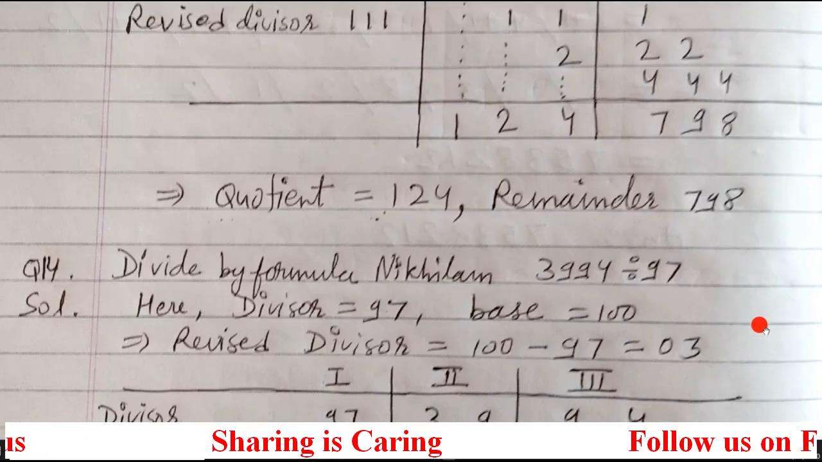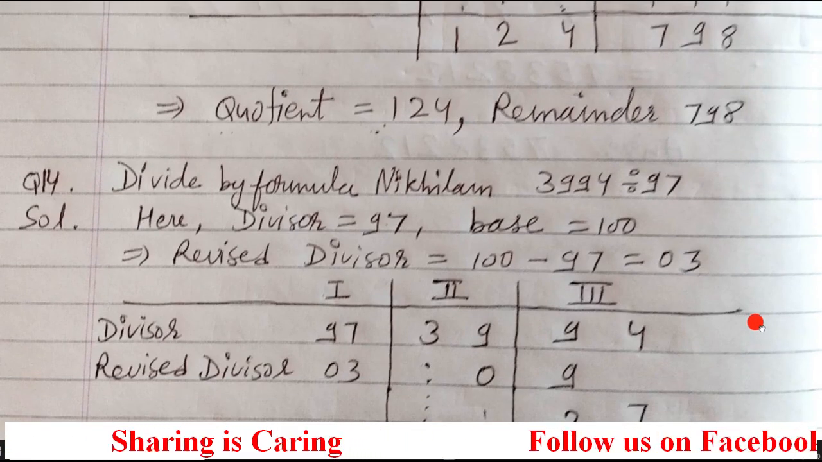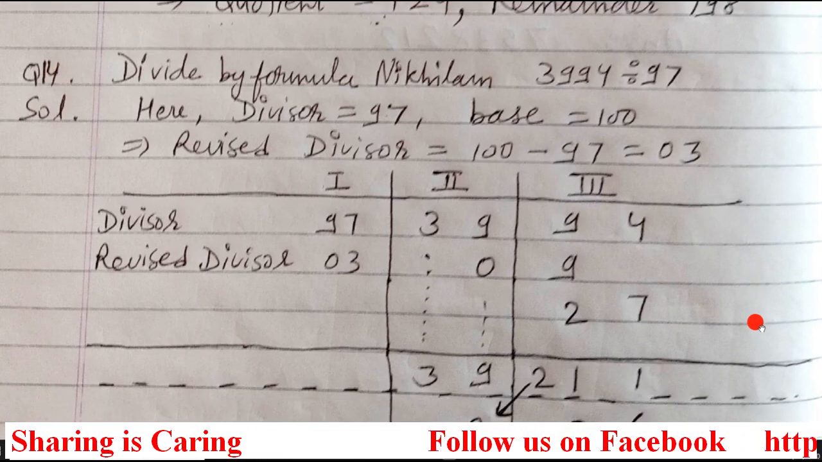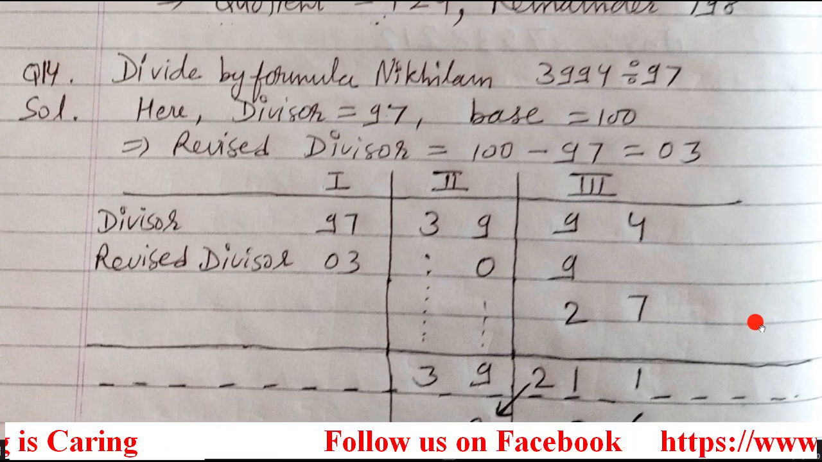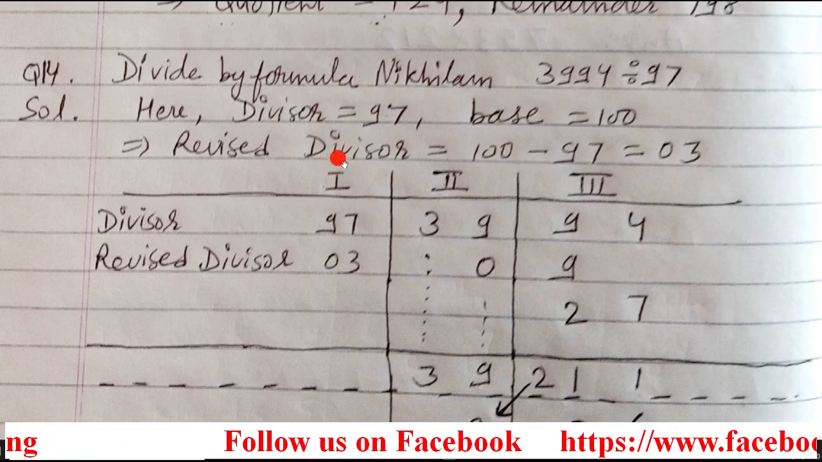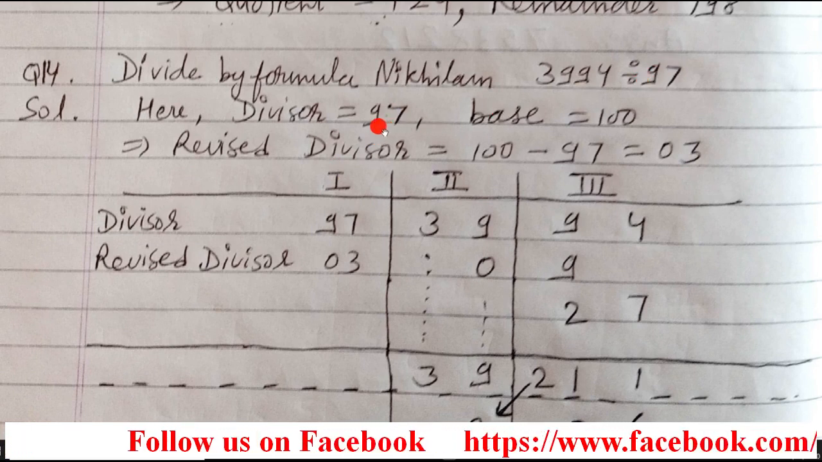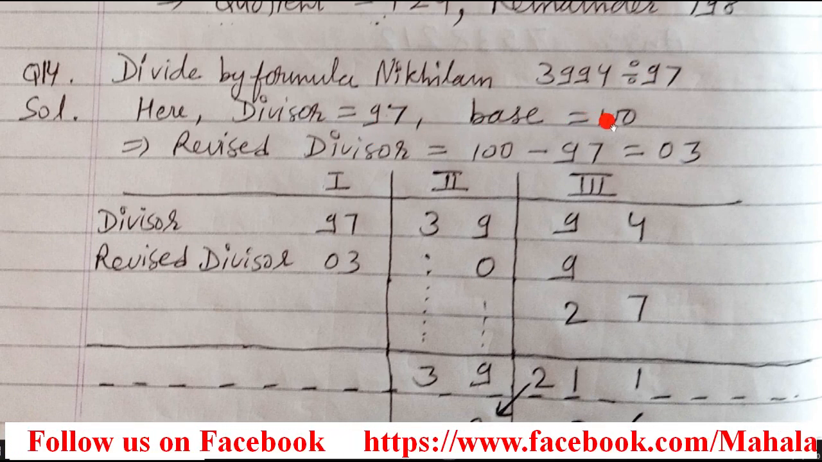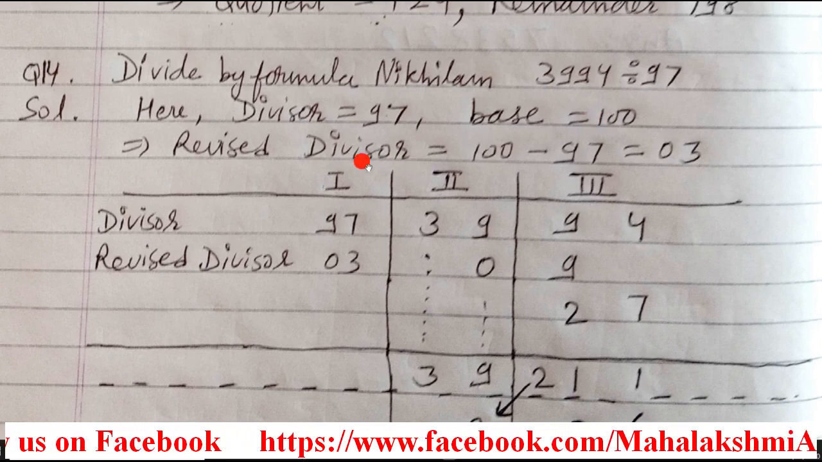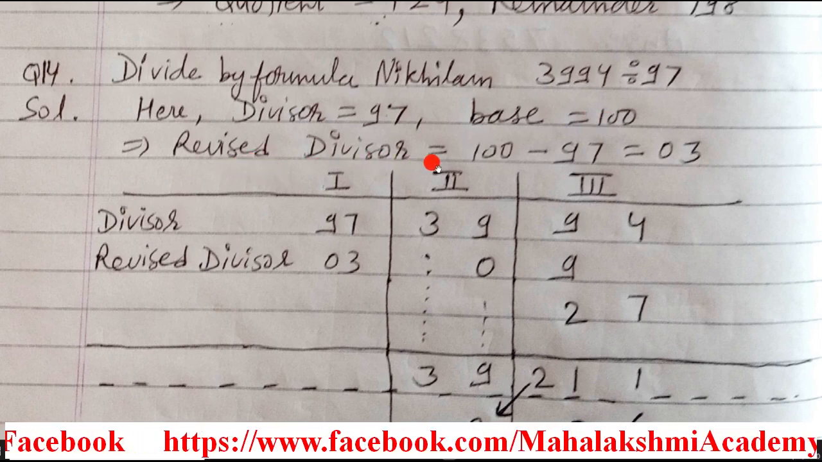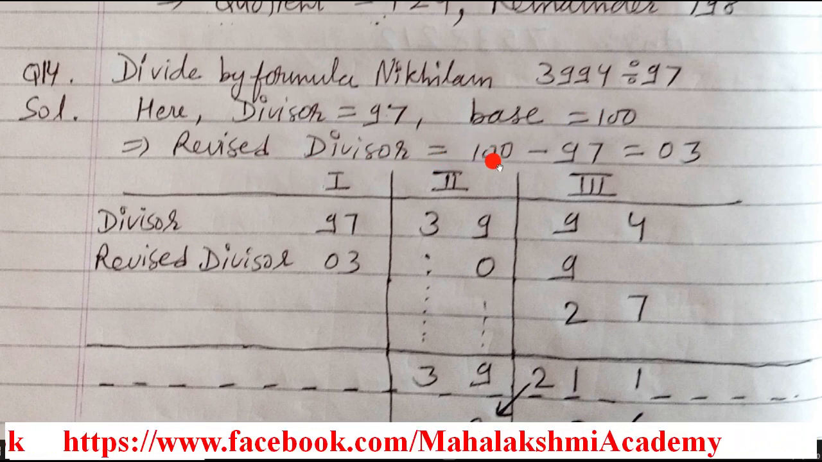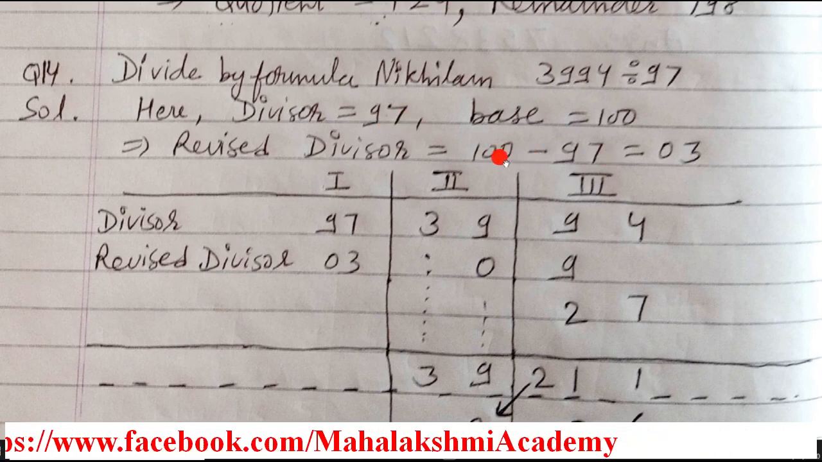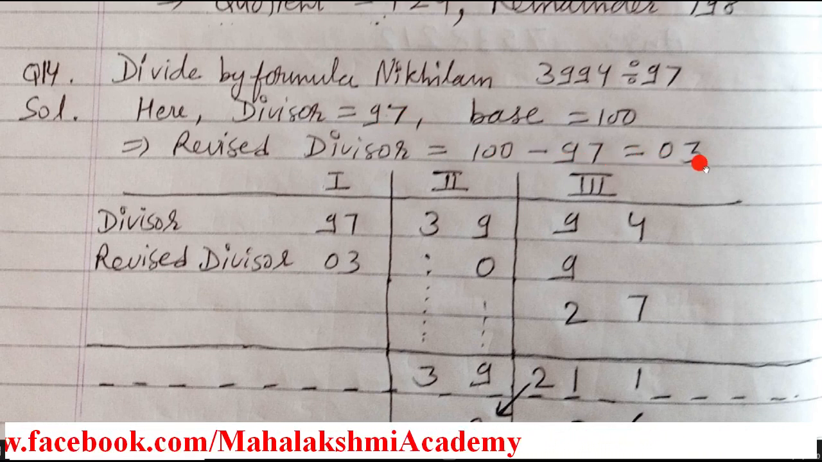Next question is also of Nikhilam method of division. Same way how we started the 13th question, same way we'll do here. The divisor is 97 and you know it is near to 100, so the base is 100. We have to find out the revised divisor. Revised divisor formula is base minus divisor. So base minus divisor we had done, answer came 03.